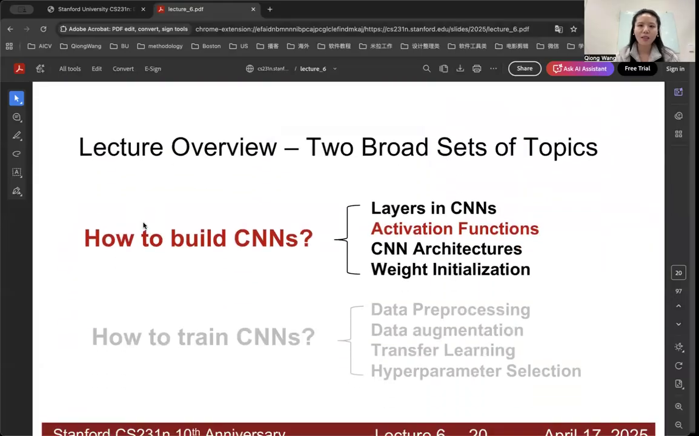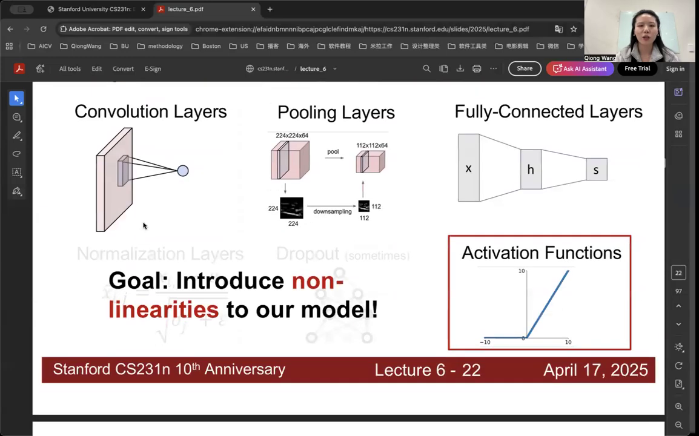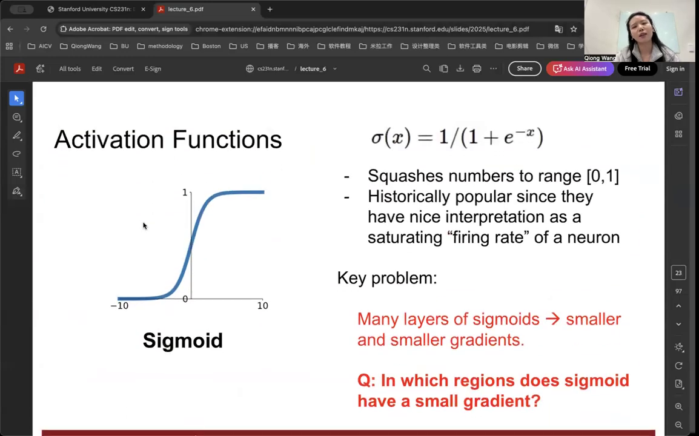Okay, the next thing we'd like to talk about is activation functions. In the network world, we have some very basic activation functions. Sigmoid is like this, and it squashes numbers to range from 0 to 1.